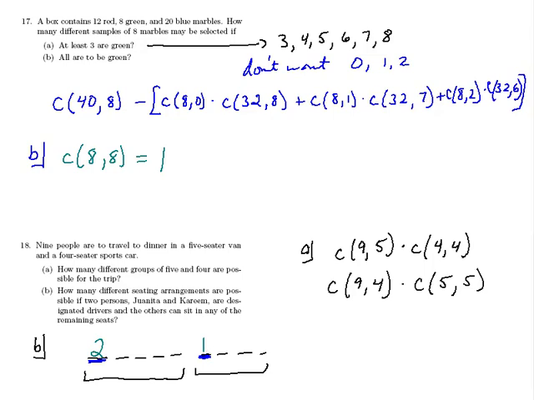Now for the remaining people, I don't have any restrictions. So we had 9 people, 2 of them already situated. That means 7 choices for that seat, and then 6, 5, and 4, and then 3, 2, 1.